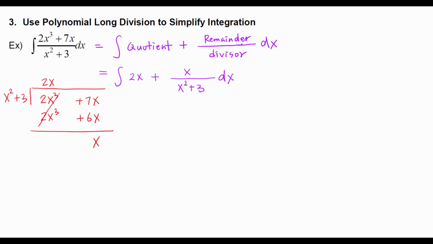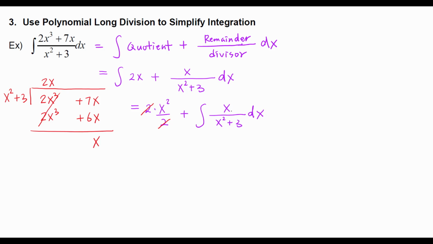Let's integrate this now. Integral of 2x is 2 times x squared over 2 plus, let's only do the integral of this by u-sub now. So then this is canceled. And now we're going to integrate x over x squared plus 3 dx.